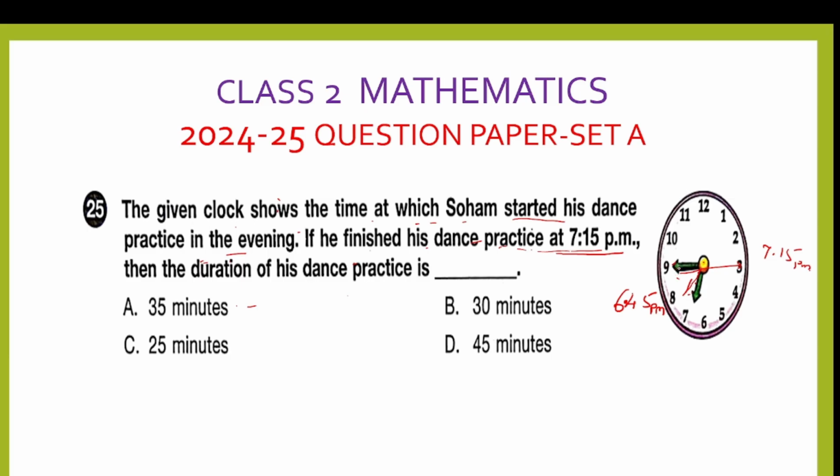This means the minute hand goes from 9 to 3. So we have to find out the time. From 9 to 10 it becomes 5 minutes. 5 plus 5 plus 5 becomes 15, and so on. Not 60 minutes, but from 9 to 3 is 5 plus 5, 10, 15, 20, then 25 and then 30 minutes. Therefore the duration of this class is 30 minutes. Therefore the answer for this question is option B.